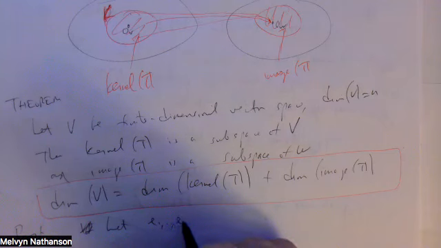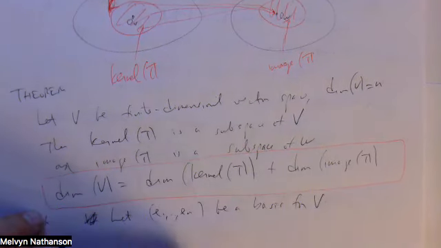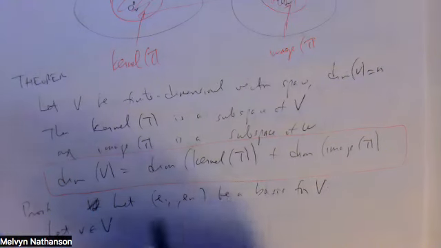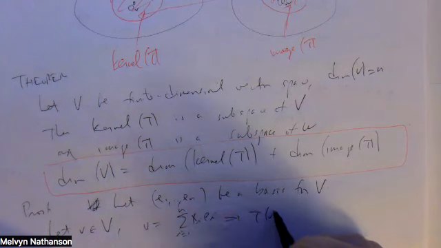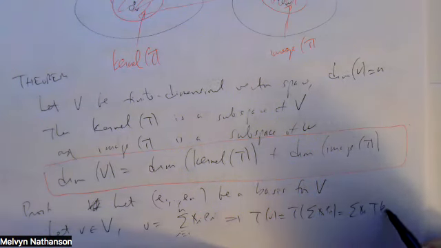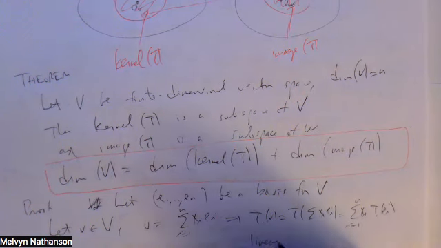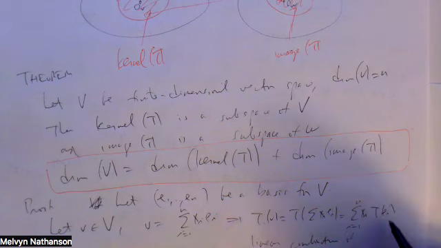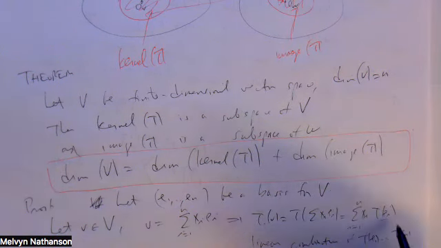So suppose we let e1 up to en be a basis for V. Let v be any vector in the vector space V. Say v is the summation of xi ei, i goes from 1 up to n. So T(v) is T of the summation xi ei, which is the summation xi T(ei), i goes from 1 up to n. So every vector in the image is of the form T(v), and T(v) is a linear combination of these n vectors, T(e1) up to T(en). So these vectors span the image of T.